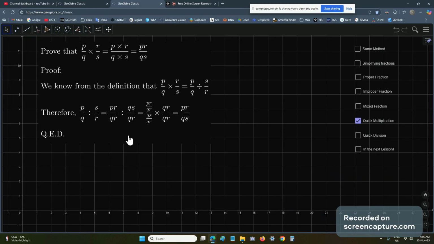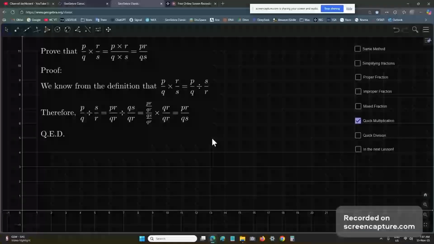Now, quick multiplication. For example, I bet you've seen this before, where you multiply two fractions and you just take the product of the numerators and the product of the denominators, and then you get PR over QS, right? Well, we know from the definition that P over Q times R over S is equal to P over Q divided by S over R. Remember, multiplication is division. It's reciprocal division. Okay, it's just flipping these two around. It's saying rather than measure with the second operand, take its reciprocal and measure it that way.